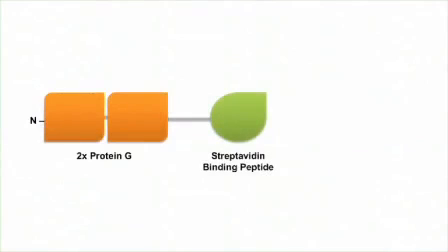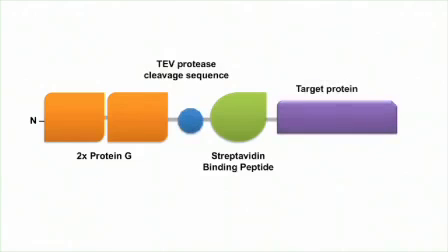The TAP tag used in this study is an N-terminal tag consisting of 2 units of protein G and a streptavidin binding peptide. These are separated by a TEV protease cleavage sequence that allows specific elution. The bait protein, in this example murine EIF4E, is at the C-terminus of this fusion construct.